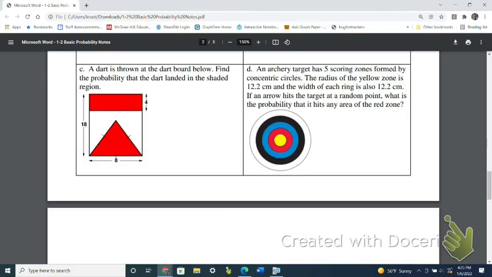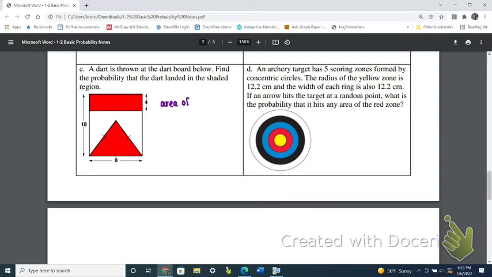It says a dart is thrown at the dartboard below. Find the probability that the dart landed in the shaded region. Well, I have two shaded regions here. I have a triangle and a small rectangle. So my plan is that I add those two areas together.